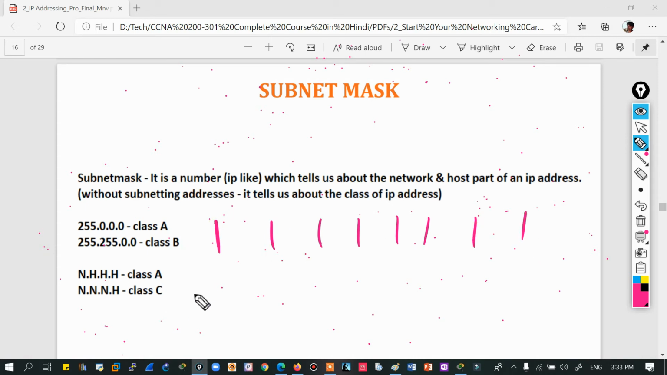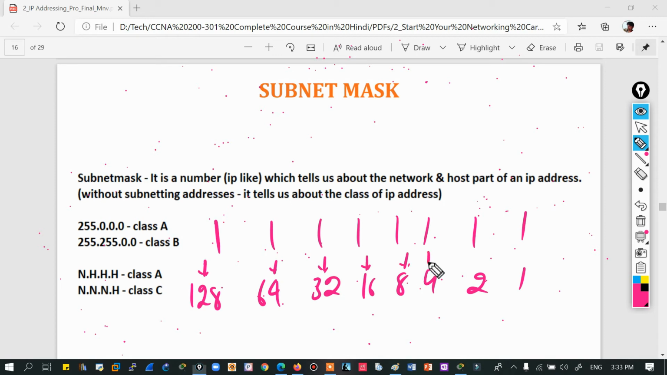Just remember these numbers: 128, 64, 32, 16, 8, 4, 2, 1. There are 8 bits per octet, and there are 8 values that you need to remember. So just remember one value, 128, and make half. 64, half of 64, 32, half of 32, 16, 8, 4, 2, 1, like that.